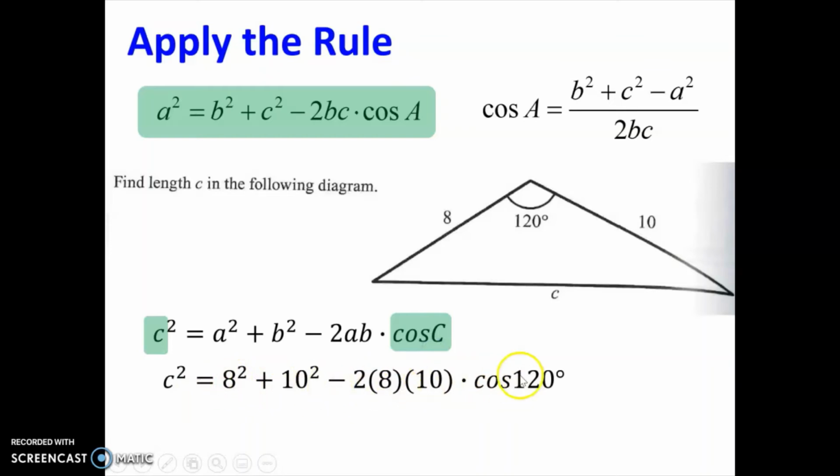And then you can solve all this in one step. See if you can punch it in your calculator in one step. And we should get 244. And then take the square root to get C. In this case, C is 15.6.